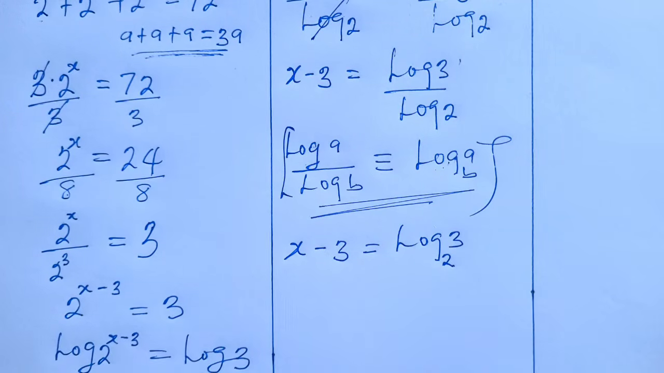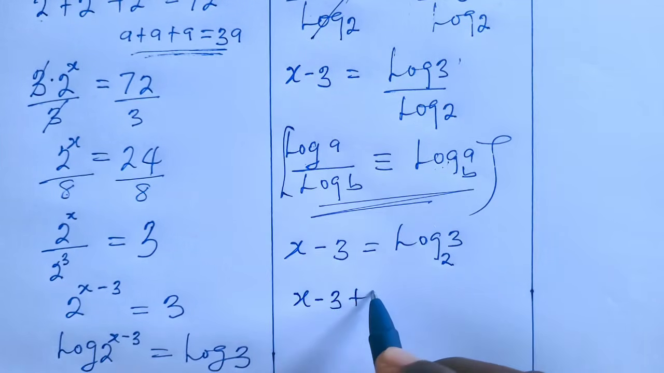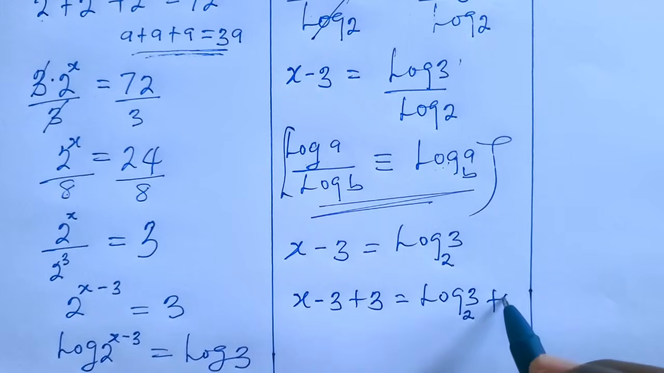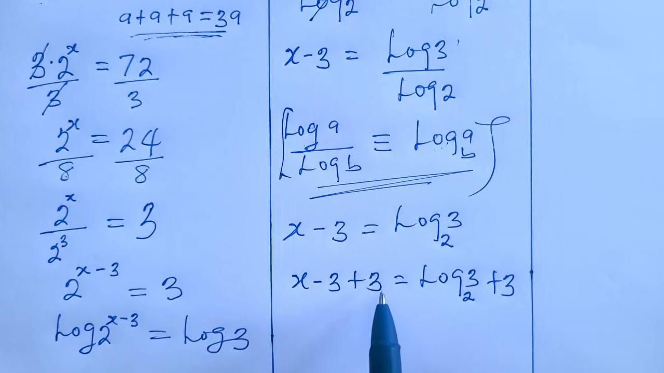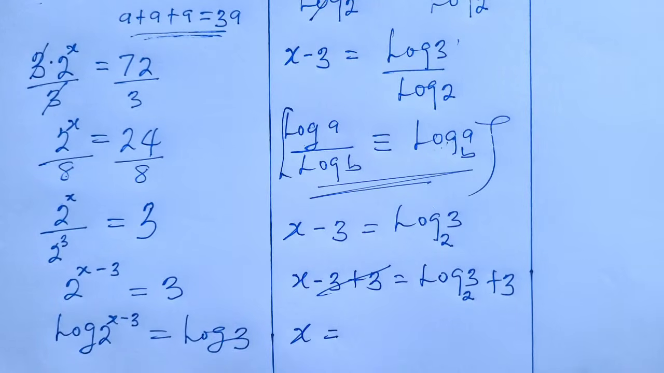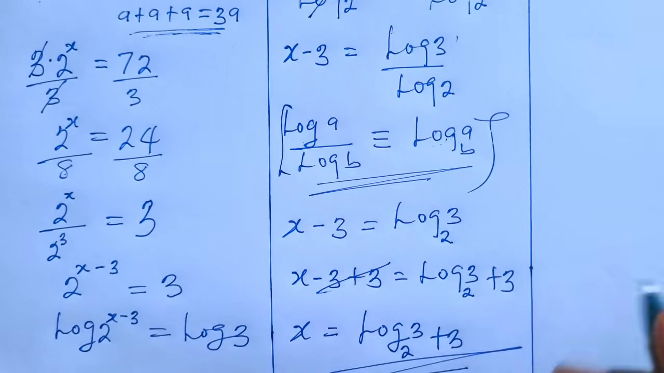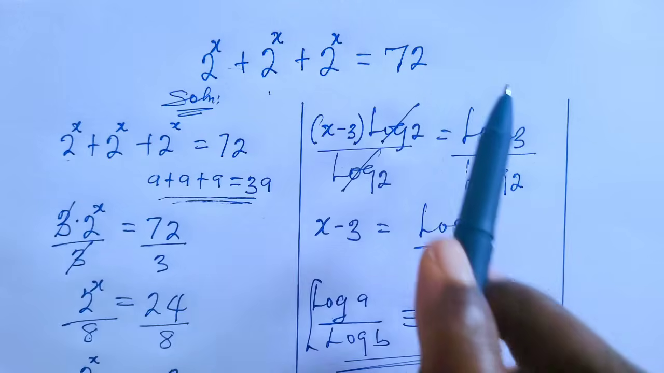And right now, I'm going to add 3 to both sides of the equation. Now, I'm going to have x minus 3 plus 3 equals log 3 base 2 plus 3. Then here, minus 3 plus 3 will be eliminated, and we have that x equals log 3 base 2 plus 3, and this is the correct answer to this exponential equation right here.